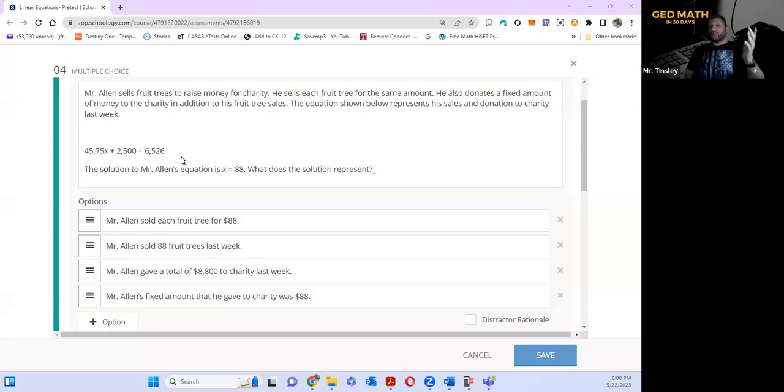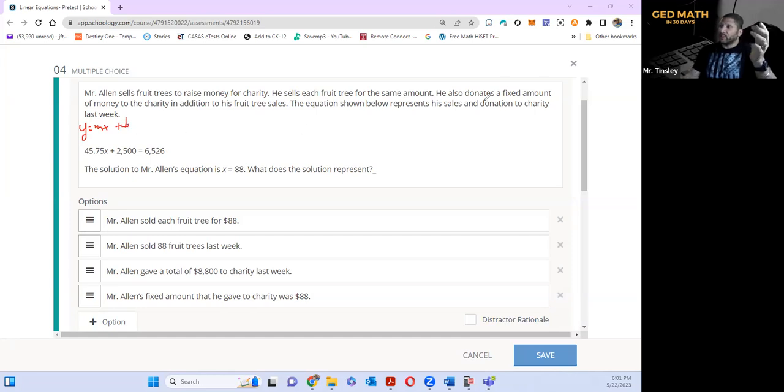All right, so when we look at this one, it says Mr. Allen sells fruit trees to raise money for charity. He sells each fruit tree for the same amount. He also donates a fixed amount of money to charity in addition to his fruit tree sales. The equation below represents his sales and donation to charity each week. So remember, you got to look, y equal mx plus b.